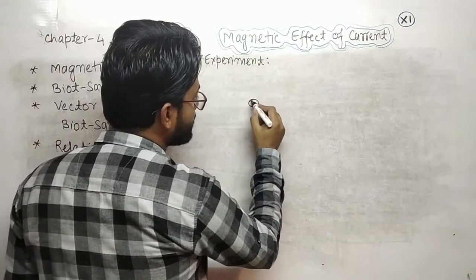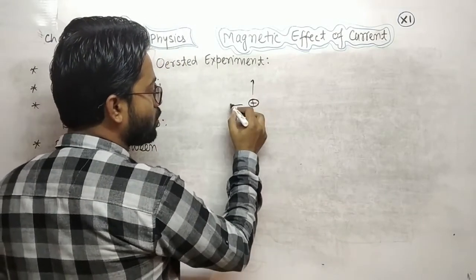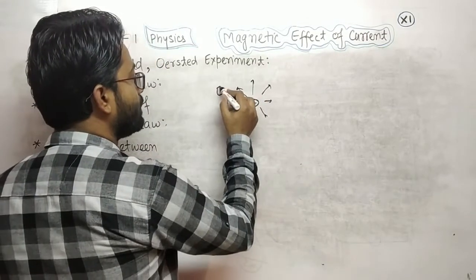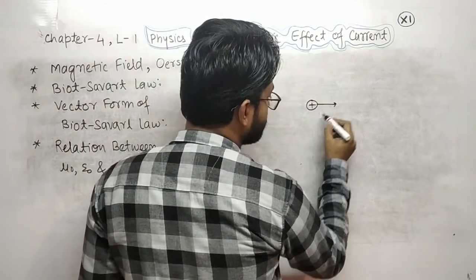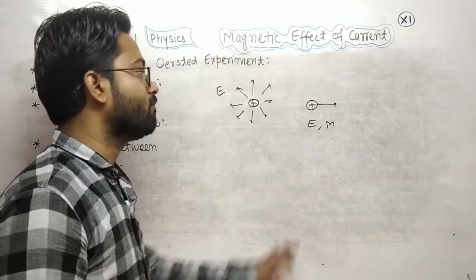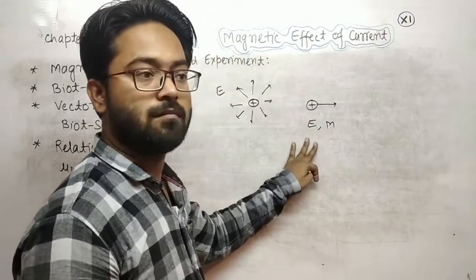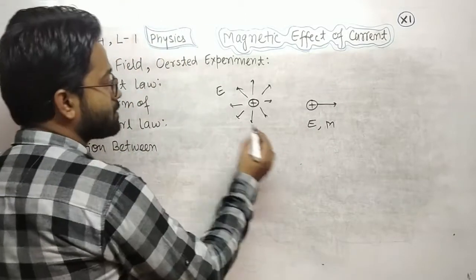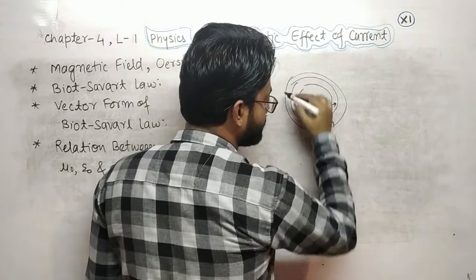If a charge is static, then it will create only electric field. If the charge is in motion, this will create electric field and magnetic field both. Like electric field, there is a magnetic field. Magnetic field means it will create a magnetic field around a charge.